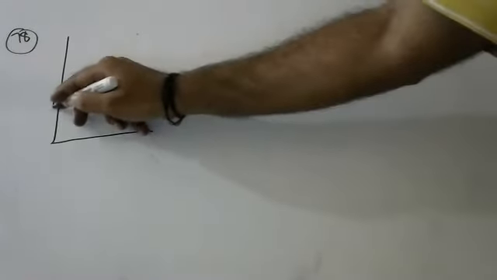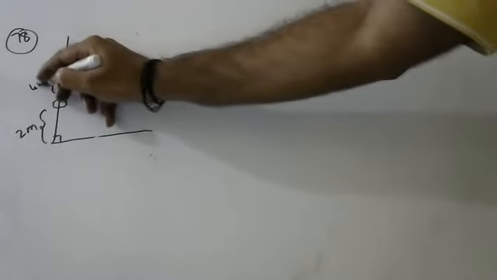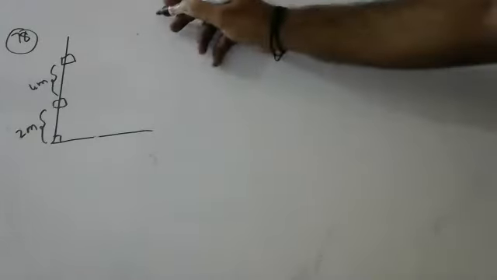The lower window of a house is at a height of 2 meters above the ground, children. This is one window. And its upper window is 4 meters vertically above the lower window. One more window is there, 4 meters above. At a certain instant, the angles of elevation of a balloon from these windows are observed to be 60 and 30 degrees. Okay, children, there is a balloon.